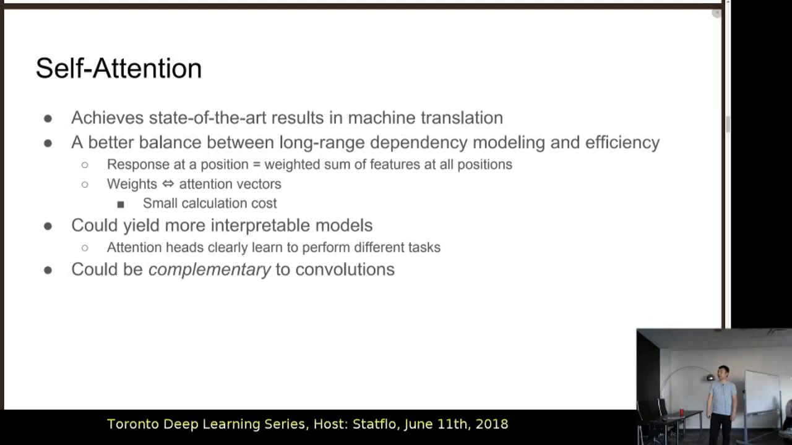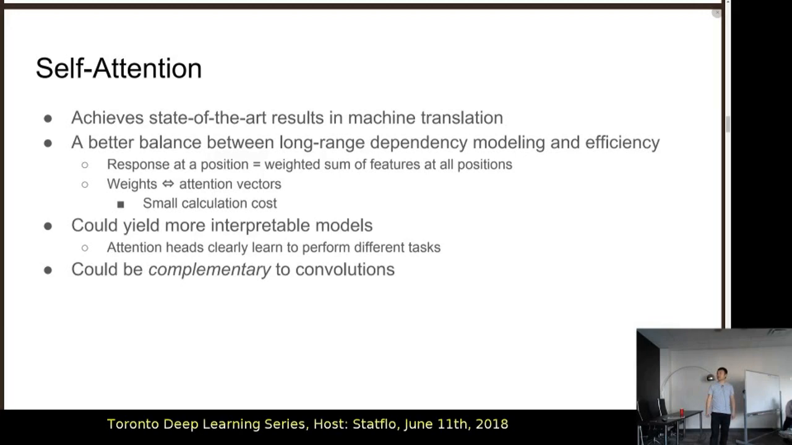And then there is self-attention, which is also called intra-attention. People have managed to achieve state-of-the-art results using only the self-attention mechanism. It is a better balance between long-range dependency and the efficiency of the models. I guess the other solution is to use fully connected layers, but that's probably computationally slow. I think that's what it's trying to say here.